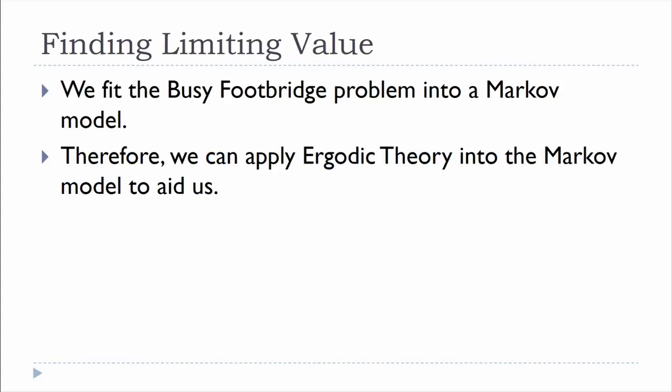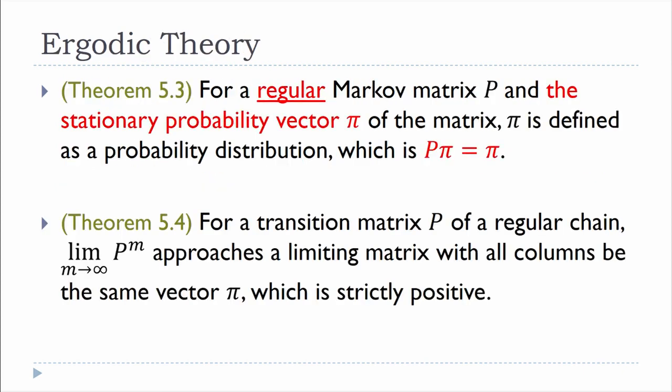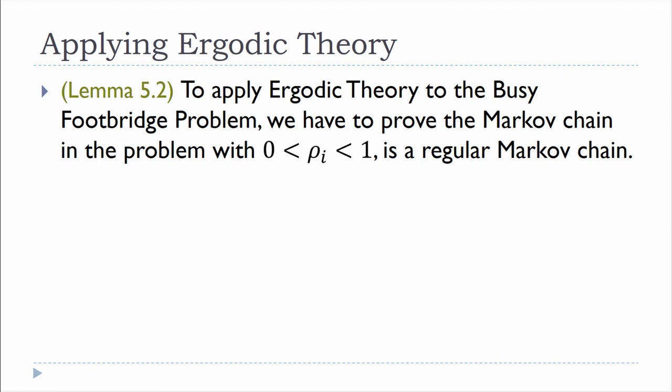We fit the VC footbridge problem into a Markov model so we can apply ergodic theory to aid us. For a regular Markov matrix P and a stationary probability vector pi, P pi is equal to pi. And for a transition matrix P of a regular chain, it approaches a limiting matrix with all columns being the same vector pi. To apply ergodic theory to the problem, we first have to prove the Markov chain in the problem is a regular Markov chain.